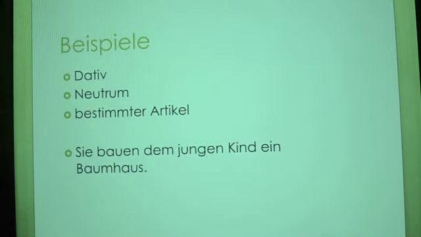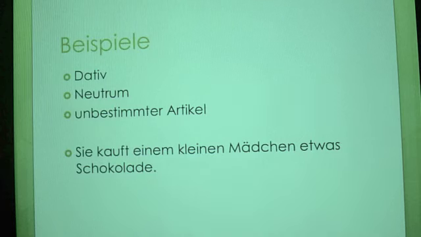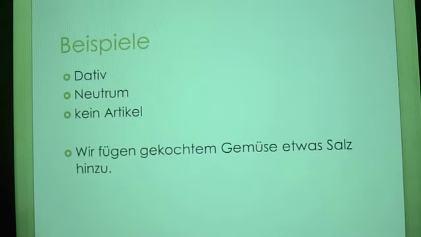In neuter, with a definite article, sie bauen dem jungen Kind ein Baumhaus. Strong EM in the article, weak EN in the adjective. Same for an indefinite article. Sie kauft einem kleinen Mädchen etwas Schokolade. Without an article, you need the strong ending in the adjective. Wir fügen gekochtem Gemüse etwas Salz hinzu.